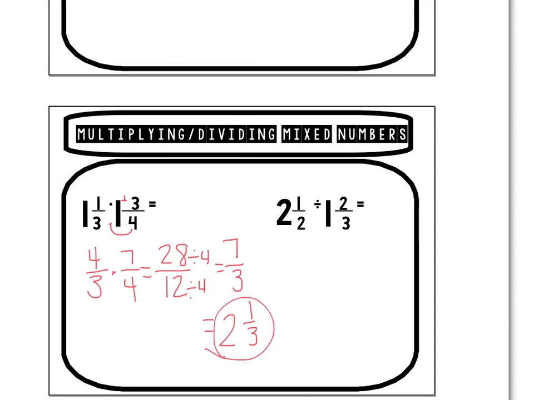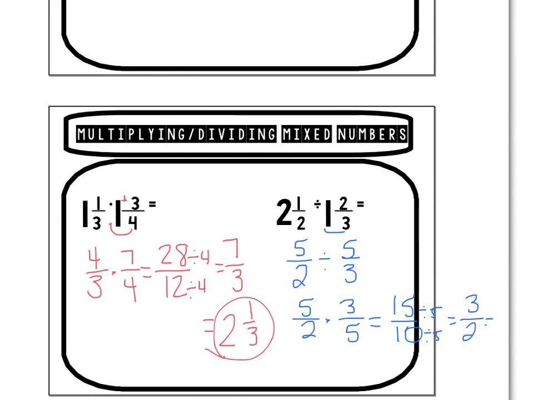Next one's division, but we change to improper first. And what a lot of students forget to do is they think of changing to improper as a step, and then they forget to flip the second before they multiply. We get 15 tenths, which 5 can go into both of those. So we get 3 halves, which is 1 and 1/2.